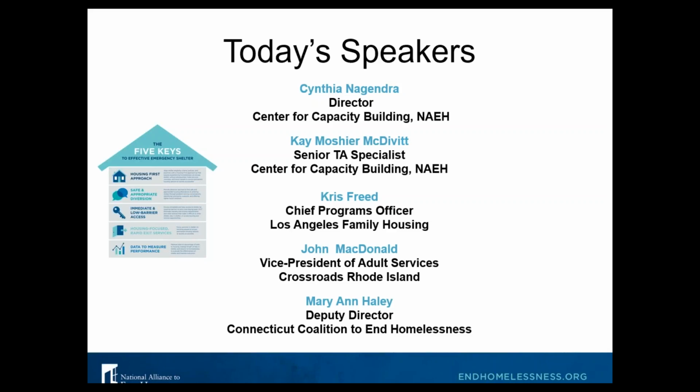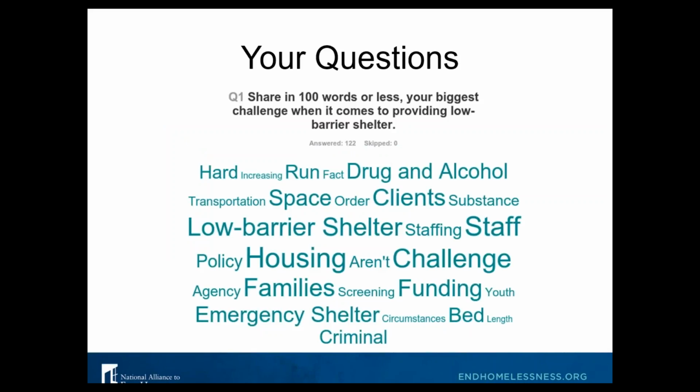Then we also have, as we mentioned at the top, 3 awesome providers from all across the country who are doing fabulous work in various capacities at shelters. We have Chris Freed, who is the Chief Programs Officer with the Los Angeles Family Housing Shelter. We have John McDonald, the Vice President of Adult Services at Crossroads, Rhode Island. And we have Marianne Haley, who goes by Mimi, and she's the Deputy Director at the Connecticut Coalition to End Homelessness, who does some high-level work in community planning across the state of Connecticut. We are very happy to have Chris, John, and Mimi, as well as Cynthia and Kay on the call today. You'll be hearing lots more from them. So let's just dive straight in.